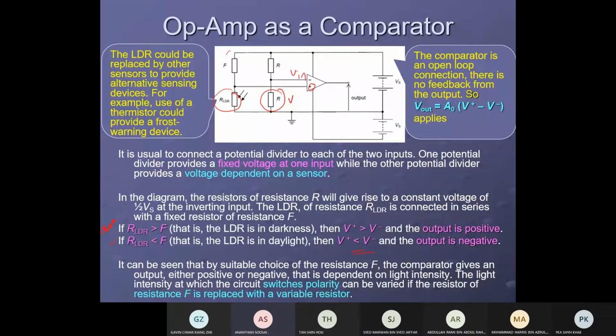The function of the LDR here is to act as a sensor. The function of the operational amplifier is to act as a comparator. He compares the two inputs. Whichever input is greater, he makes the output the same as the greater input. If positive is greater than negative, the output will be positive. It's just comparing.